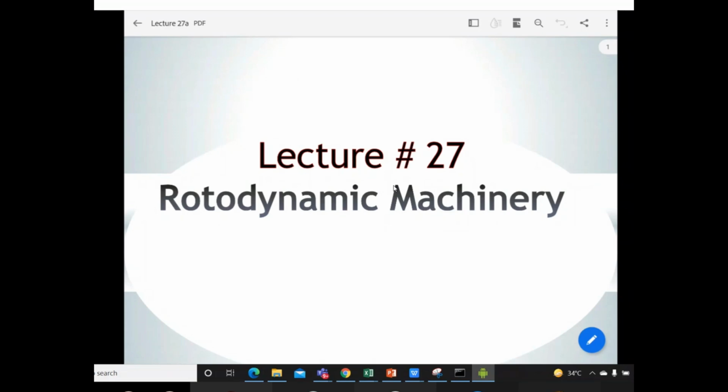Okay, so now here is a new topic, which is rotodynamic machinery. This is not from your book, so I will use different references. The purpose of this chapter, or this lecture, is just to introduce what rotodynamic machinery is, what the types of rotodynamic machinery are, and how you can analyze different parameters related to them, specifically for steam power plants.